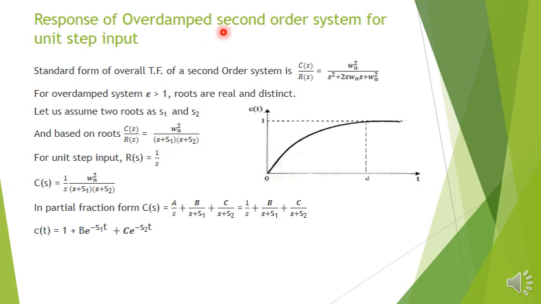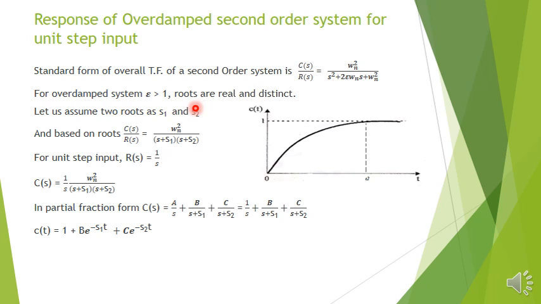Now the response of an overdamped second order system for unit step input. The standard form of the transfer function is C(s)/R(s) equal to omega n square divided by s square plus 2 zeta omega n s plus omega n square. For an overdamped system, the zeta value is greater than 1, that is, the roots are real and distinct. We can't find the values because they depend on zeta and omega n, so I will consider S1 and S2 as the roots.